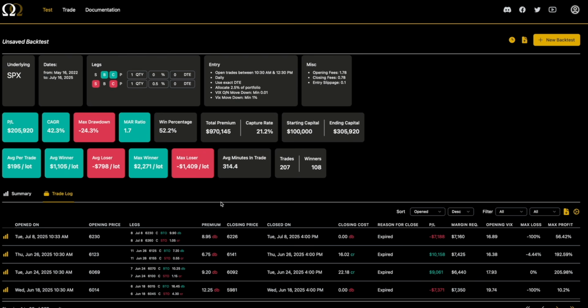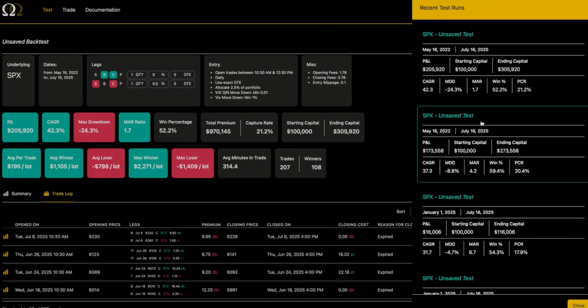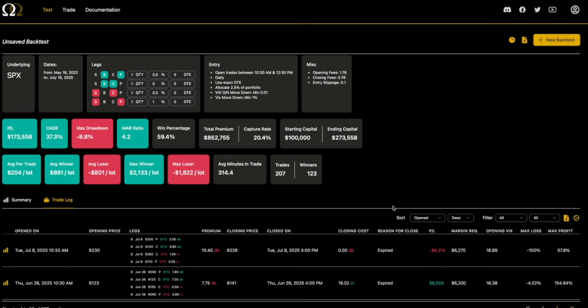Okay. So I think the win rate went down. I think the MAR went down too. It sure did. So the win rate went down. The capture rate went up a little bit. The drawdown went up a lot. So yeah, this is kind of an interesting concept.